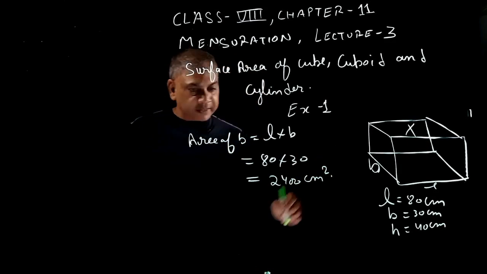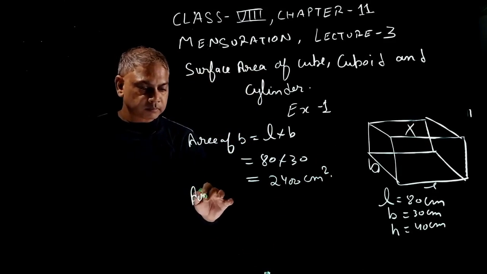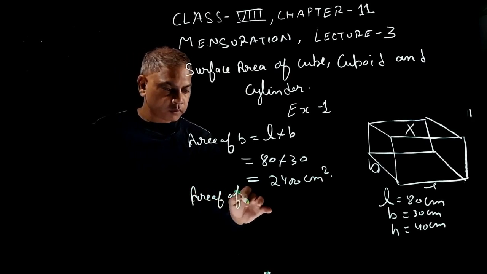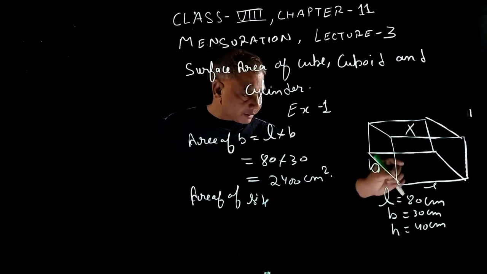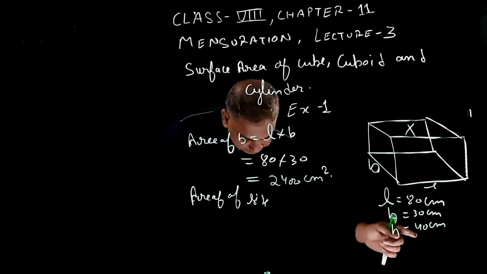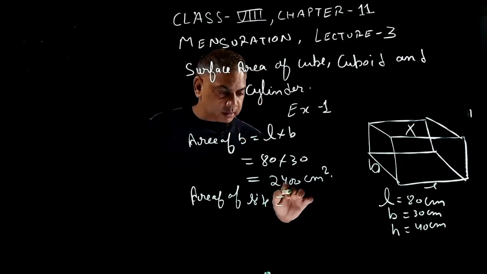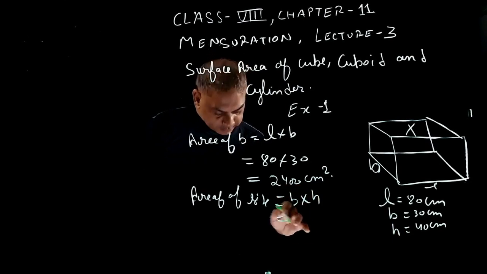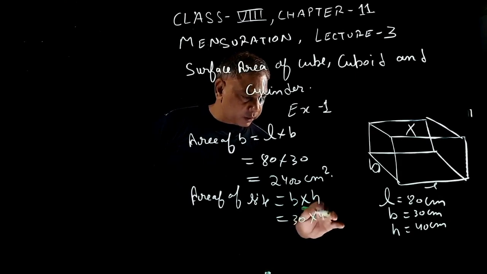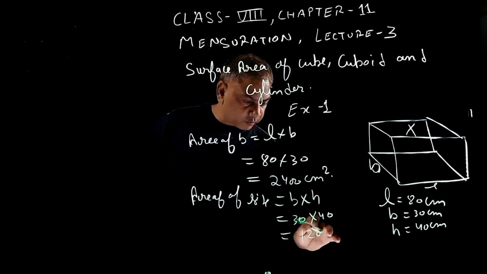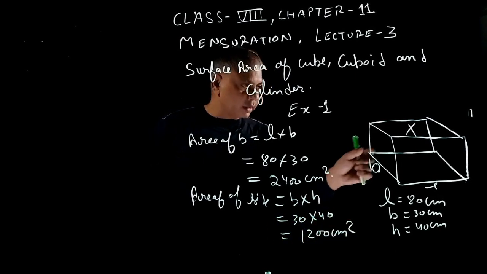Now area of the side faces. Side breadth and height is equal to 40. So B into H, that is, breadth is how much? 30 into 40, that is equal to 1200 centimeter square.